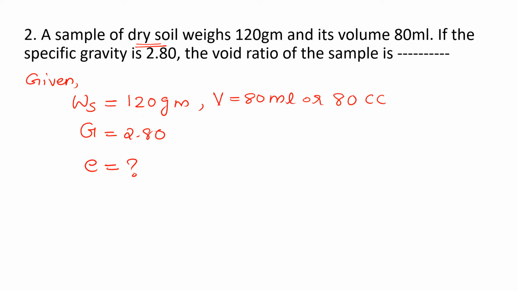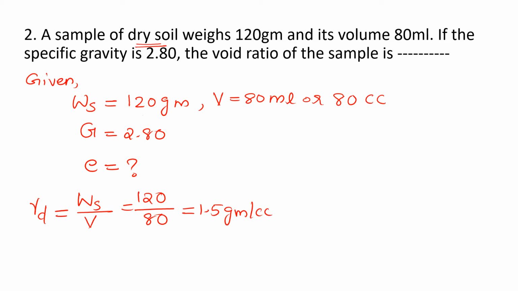We know that if weight and volume is given, we can find out the unit weight, right? Here it is given it is a dry soil. So what we will get is the dry unit weight. Dry unit weight is equal to weight of solids divided by volume, that is 120 divided by 80. So you will get this as 1.5 gram per cc. So you got the dry unit weight.